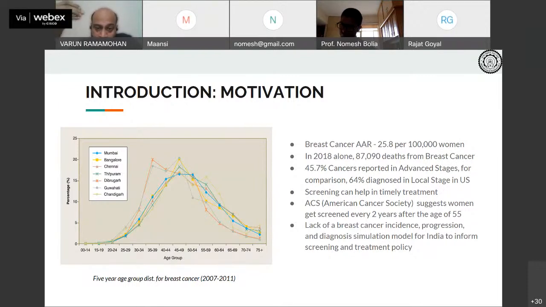So even though it's primarily an issue that people think of as being relevant for women, especially in the Indian context, it is something that we find is of significant concern for men as well. Although for men, primarily colorectal cancer, lung cancer, and prostate cancer, of course, are the more commonly incident ones.